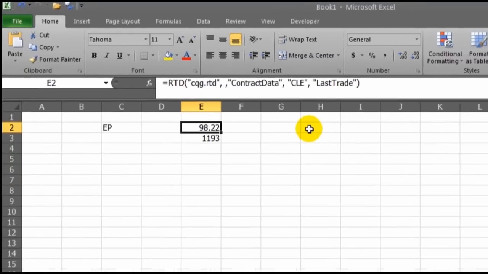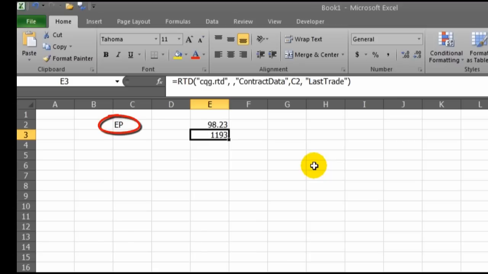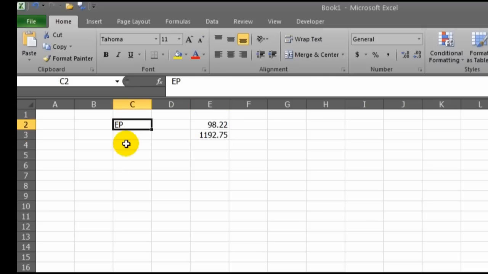Using RTD formulas, you can substitute a reference to another cell in the formula. For example, here the symbol in the formula is using information from cell C2. RTD allows you to change symbols and the spreadsheet populates with market information based on that single cell's input. This allows you to make far more flexible spreadsheet displays.